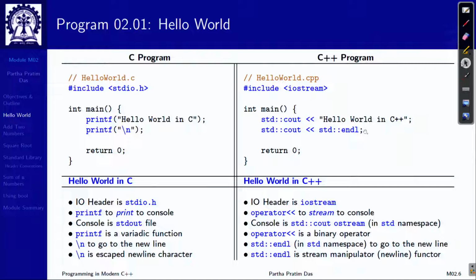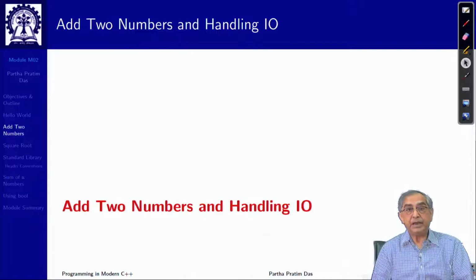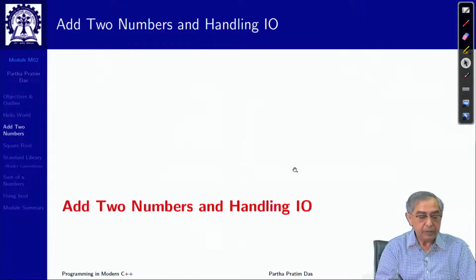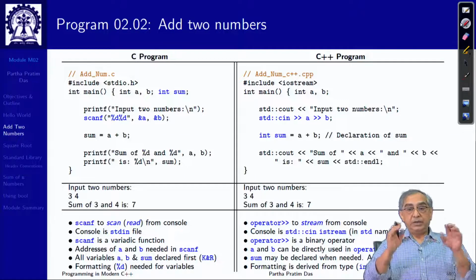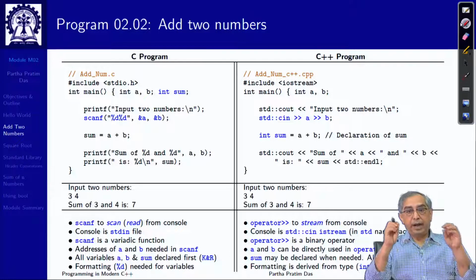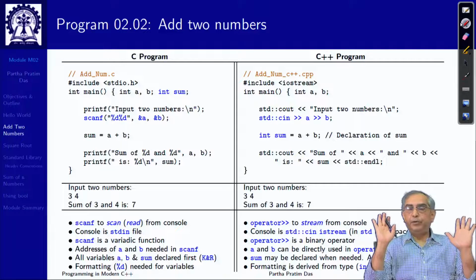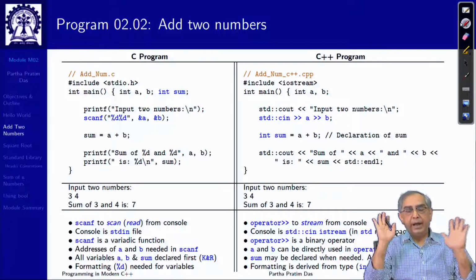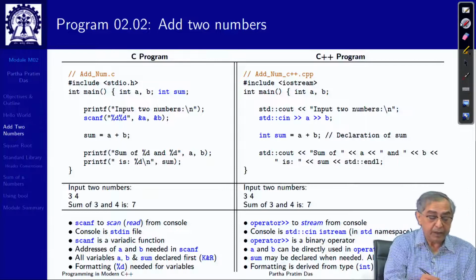So, let us go to the next example, which is adding two numbers and handling the IO again. Okay. So, we want to add two numbers, read them from the input, add two numbers and write their sum. A simple program which you must have written n number of times in terms of C. So, let us see what are the things that are same, what are the things that are different.